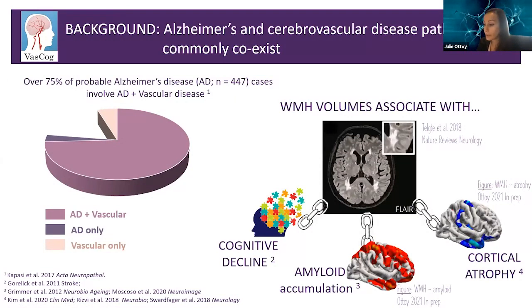And emerging studies have shown a relationship between white matter hyperintensities and cognitive decline, amyloid accumulation, and cortical atrophy. However, knowledge is still limited regarding the effects in patients of more extreme endophenotypes with evidence of significant vascular burden in addition to AD pathology. Next.